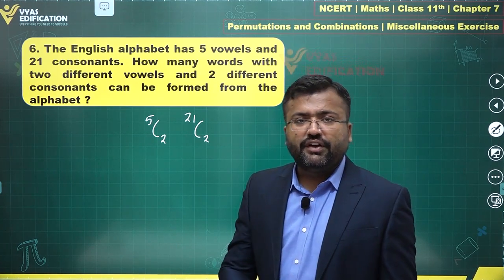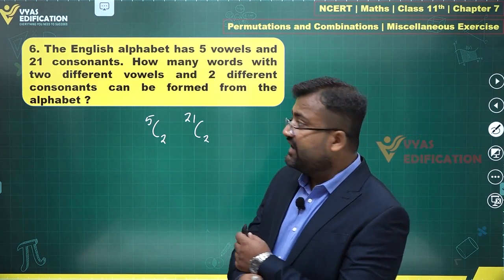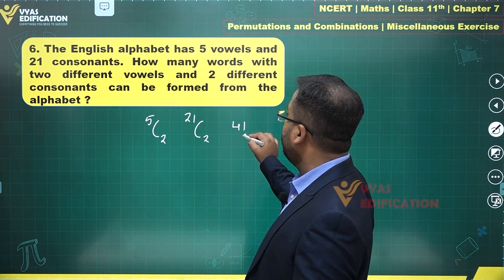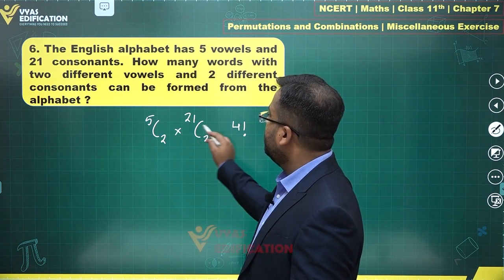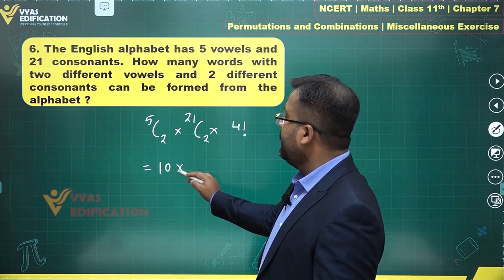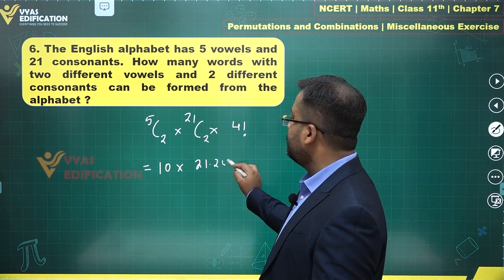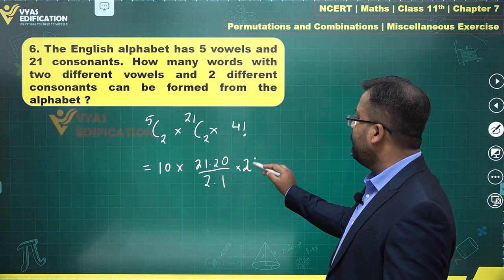You get 2 vowels, V1, V2, and 2 consonants, C1, C2, and they are different, so you arrange them to get different words. The 4 elements can be arranged in 4 factorial ways. The number of words that can be formed is this: 5C2 is 10, 21C2 will be 21 times 20 over 2 times 1, and 4 factorial is 24.